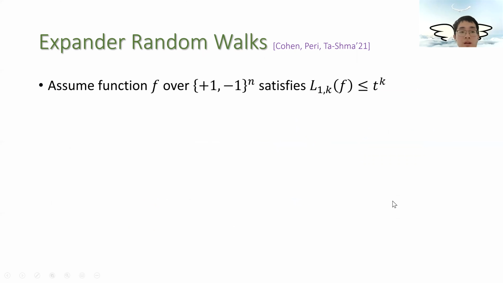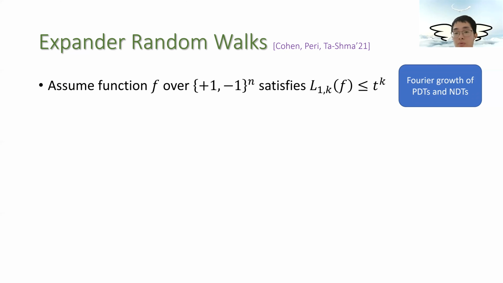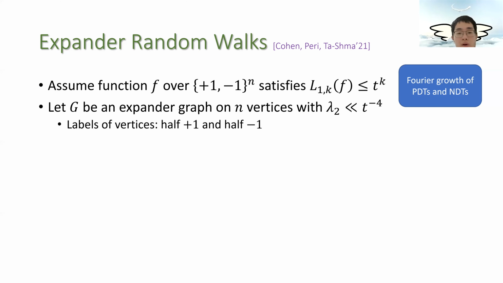The second application comes from expander random walks. This is a recent work by Kewen, Pari, and Tashma. So we will look at functions f over the +1 -1 hypercube which satisfy the Fourier growth bound with parameter t. For example, you can apply our Fourier growth bound for parity decision trees and noisy decision trees here. Let G be an expander graph on n vertices such that the second largest eigenvalue is way smaller than t to the minus 4. And we will label the vertices to make sure we have half of the vertices with label plus 1 and half minus 1.